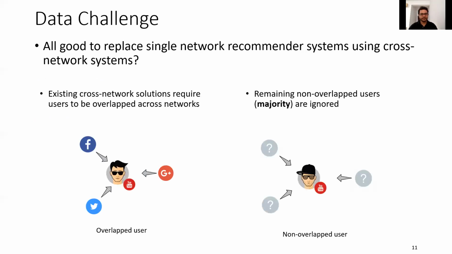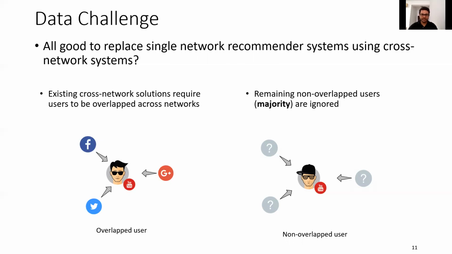That means all the existing cross-network solutions need users to be overlapped across networks. For example, if we plan to conduct YouTube recommendations, we need to know their interactions on at least one other source network. However, majority of the users are non-overlapped. That means although they might be engaged with other networks, we do not know or have access to their accounts on other networks. We call these users non-overlapped users. So in this case, cross-network solutions cannot be applied to these users. And we have to rely on conventional single network-based solutions which are inferior.